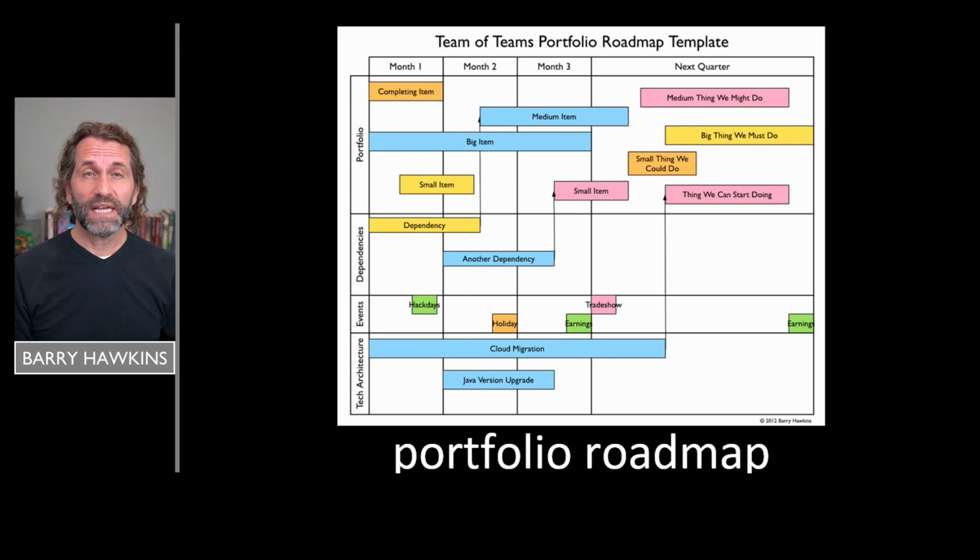The roadmap's information is derived from the content of the portfolio backlog and the related team backlogs. That's an important distinction because, again, level of effort is determined by what the teams tell us, not by the rectangle that someone just simply drew on this diagram.